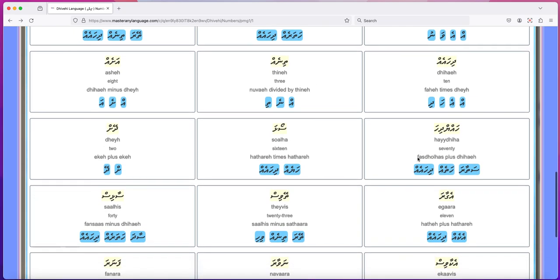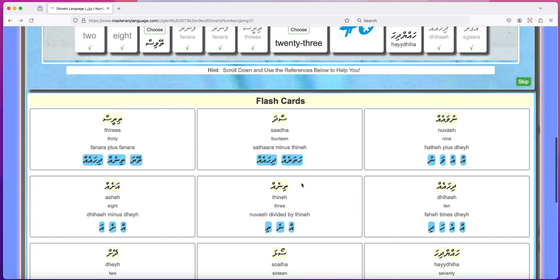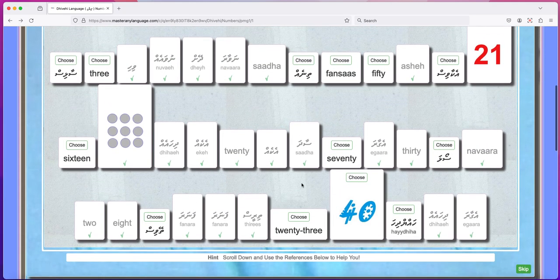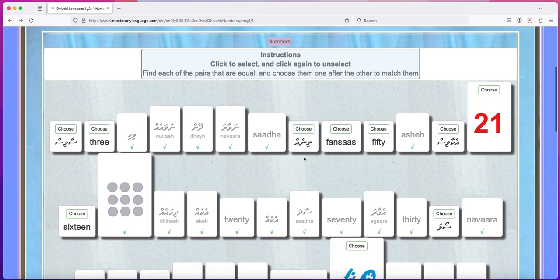Alright, then what's the other one? Tevis. Tevis is 23. Okay. I just forgot what that one looked like. Oh, this is it here, I think. Tevis. 70 was the Haidiha. We're going to finish up very shortly.